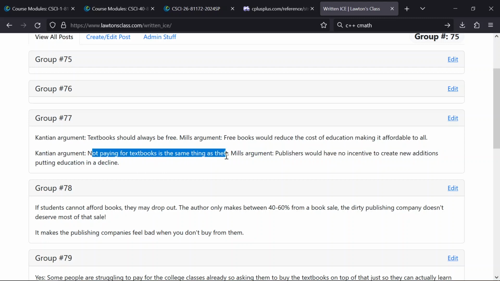Not paying for textbooks, same thing as theft. I'd probably want to see the word always somewhere. Like you should always want to pay for a textbook because I wouldn't want to have myself stolen from if I made one. Utilitarian arguments: publishers would have no incentive to create new editions, putting education in a decline. Good, yeah. Same as my example from the albums. That's a great utilitarian example.